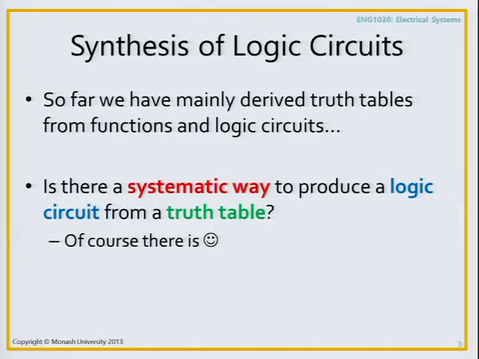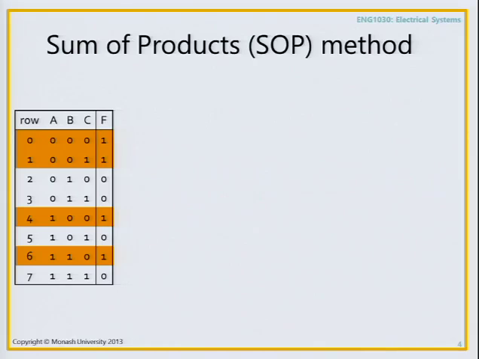Okay, so far we've looked at the truth tables. We've made truth tables from functions and logic circuits. Is there a systematic way to produce a logic circuit from any truth table? And of course there is, otherwise this wouldn't be a topic. And I'm about to show you how. So, first key thing that you need to remember is the sum of products method, SOP, sum of products.